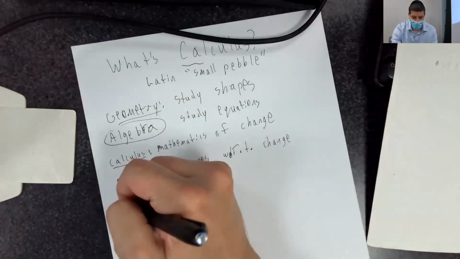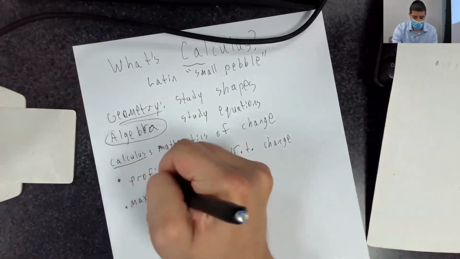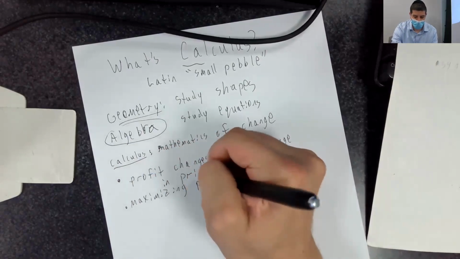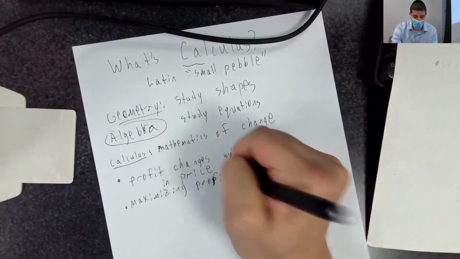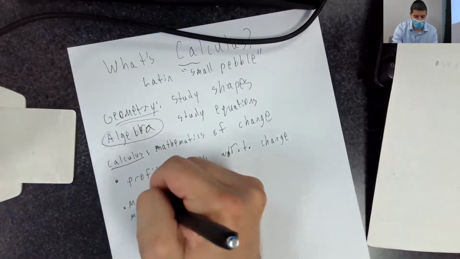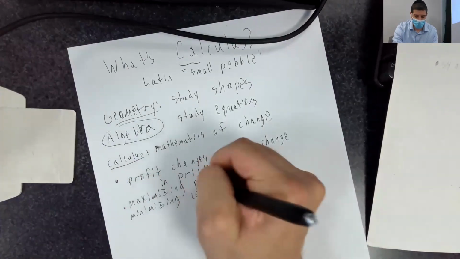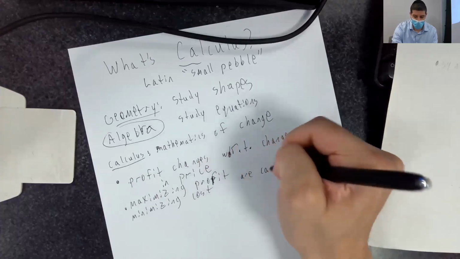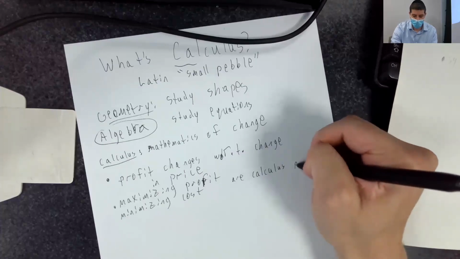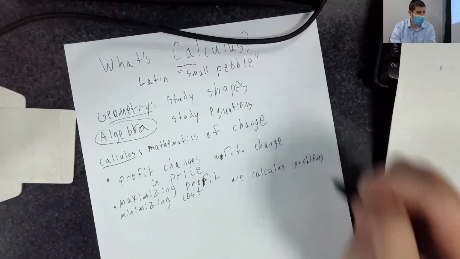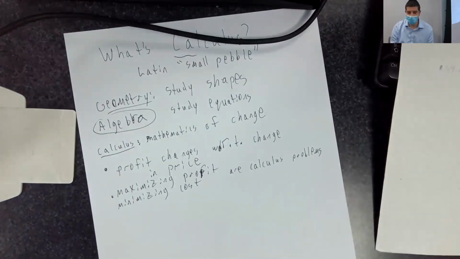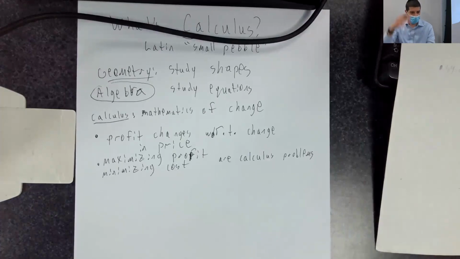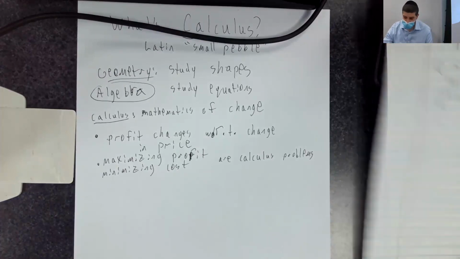So maximizing profit, minimizing cost are calculus problems. Okay. Calculus is the type of math that you need to solve these types of problems. Anything that undergoes any kind of change and you want to quantify, an economist will care about maximization and minimization. In terms of physics, right?